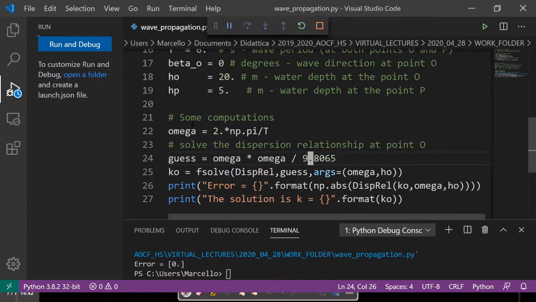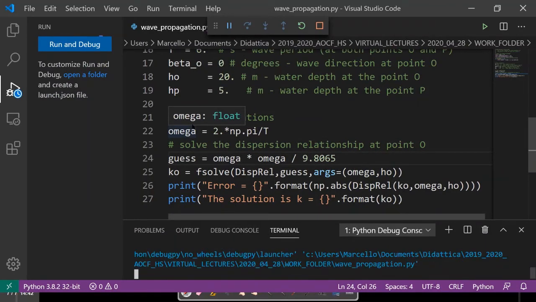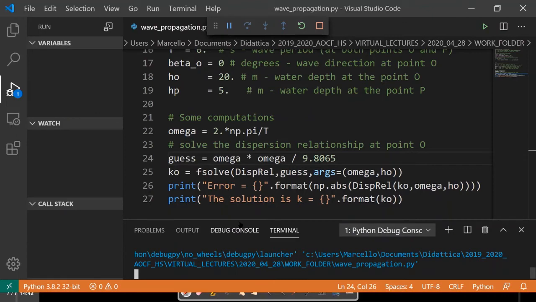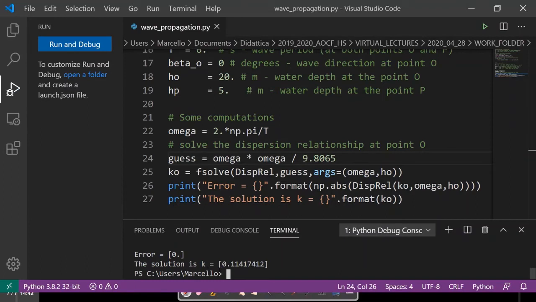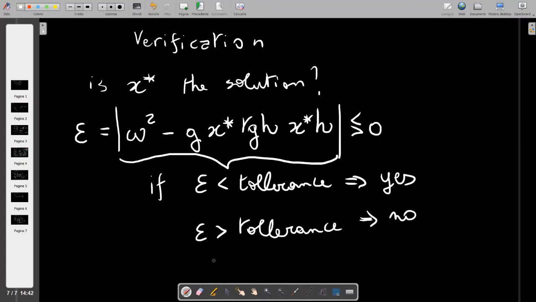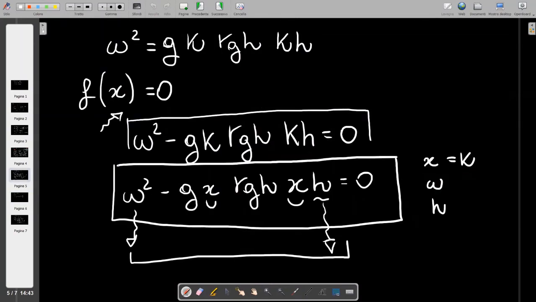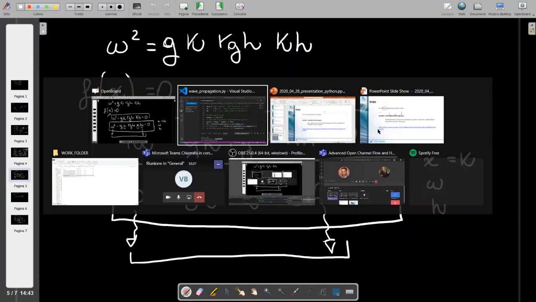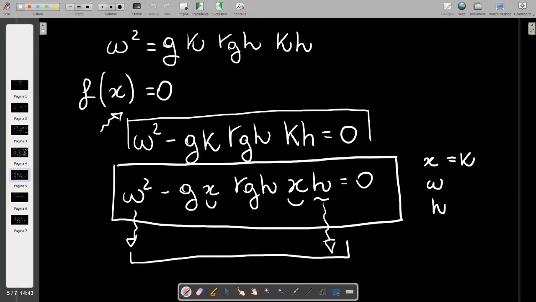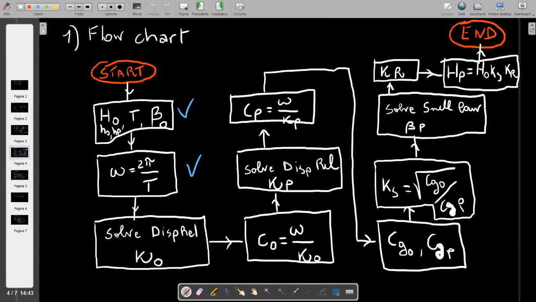So you can see the obtained solution. The solution is this one. So this is the value of the solution. If you put this value into the dispersion relationship here, this difference should be more or less equal to 0. Now we have done, if we come back here, we have done also this one.